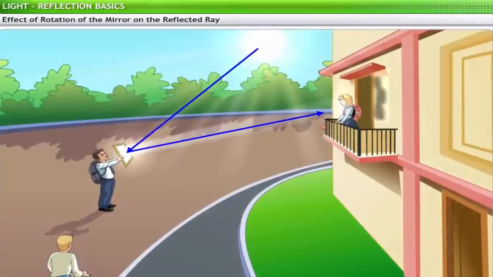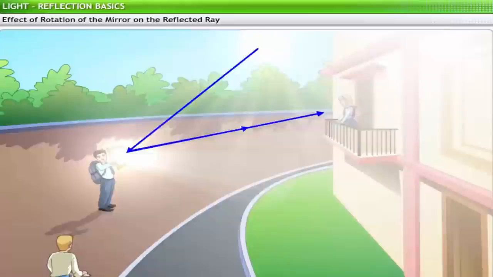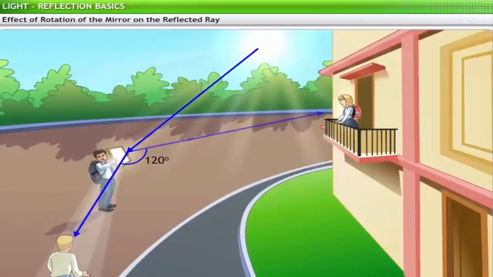Hence, for the given problem, if the child has to direct the rays to a person standing 120 degrees apart, he has to rotate the mirror through an angle that is equal to half of 120 degrees, that is 60 degrees.